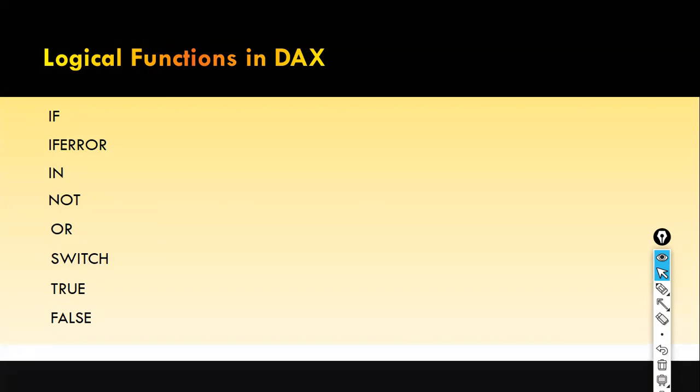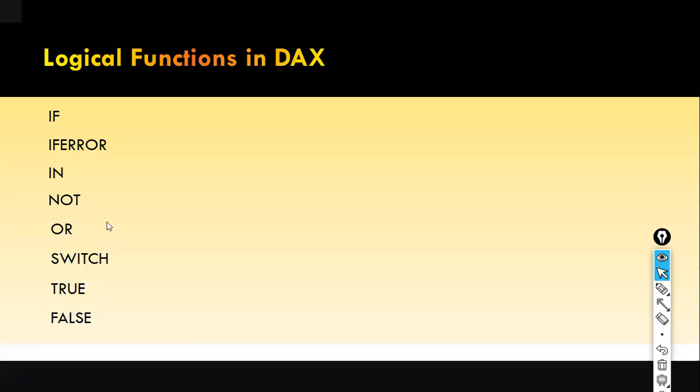True, false is your Boolean values, and switch is really helpful. If you want to use something instead of nested if else, better you can use switch. It reduces your time in terms of writing multiple if else and all. This is very much helpful. Or in not, these are all very common things.